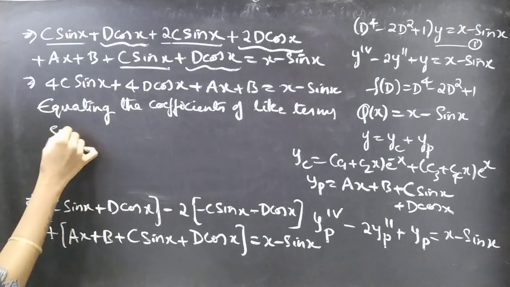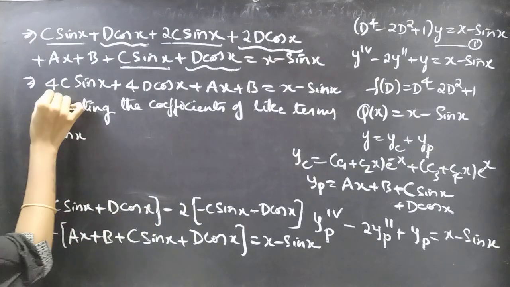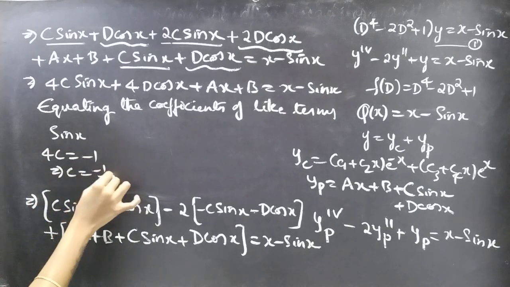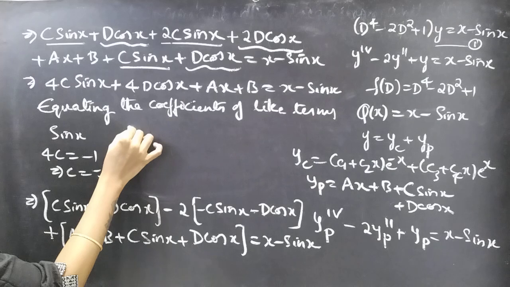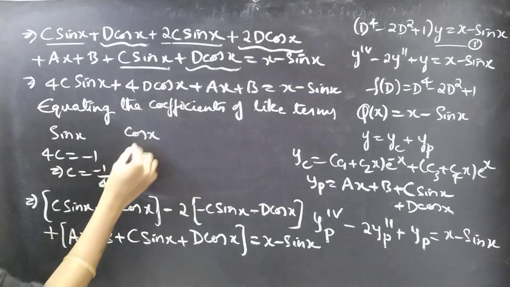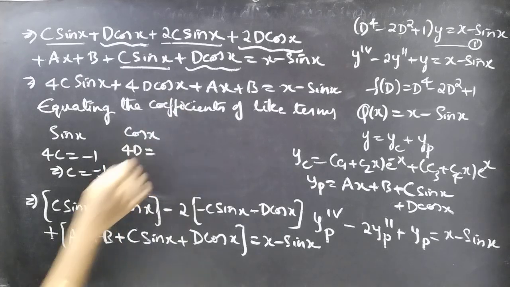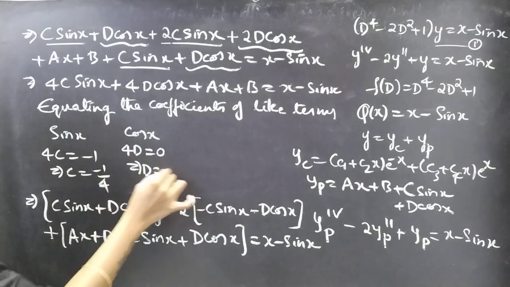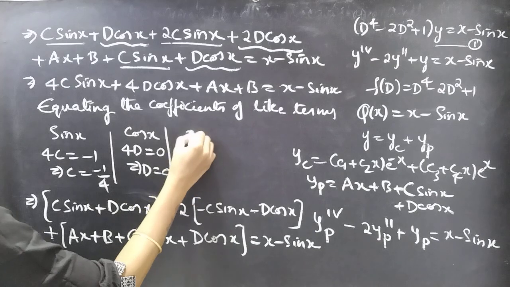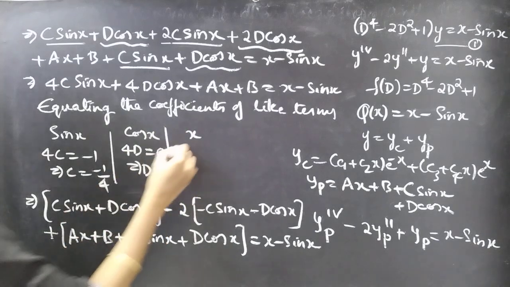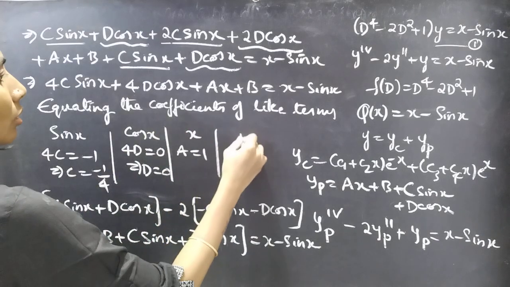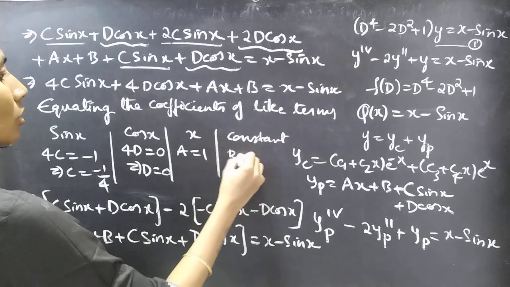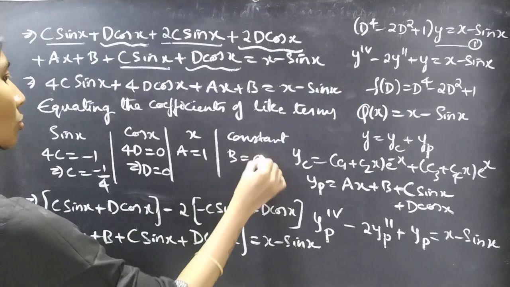I'll begin with sin x. Equate the coefficients of sin x. 4c equal to minus 1, which gives us c equal to minus 1 by 4. Now coming to cos x, equate the coefficient of cos x. We don't have a cos x term in RHS, so take it as 0, then d equal to 0. Now coming to the coefficient of x, equate the coefficient of x, we'll get a equal to 1. Coming to constant, b equal to, we don't have any constant term in RHS, so b equal to 0.